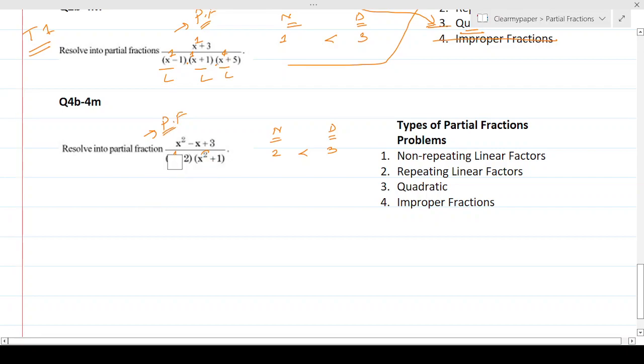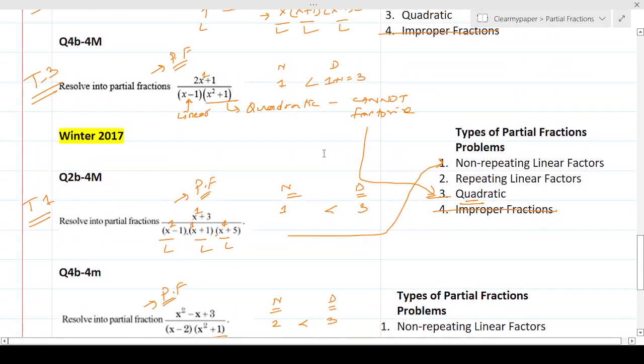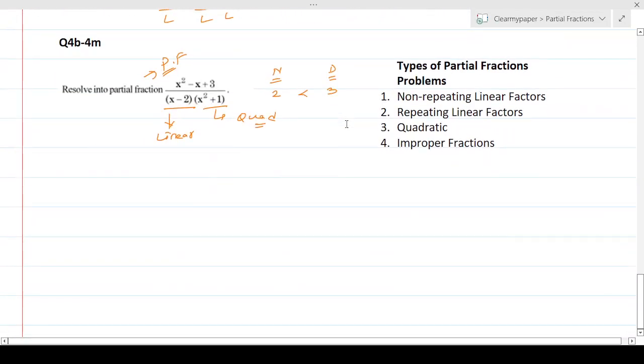And at the bottom, let's see what we can do with the factors. Okay, so x minus 2 is already simplified. It's linear in nature because the degree is 1. We cannot do anything about it. This is quadratic, x square plus 1. And we have seen several times that x square plus 1 cannot be factorized. We have seen that in 2 or 3 instances. So whenever you have a quadratic term in the denominator that cannot be factorized, it's straight away type 3.